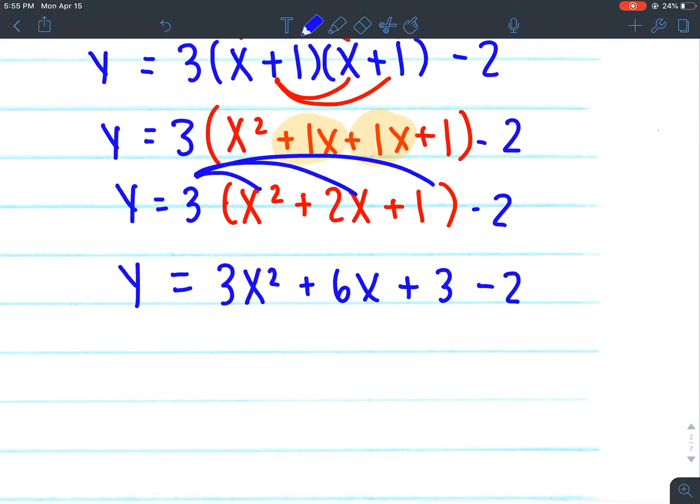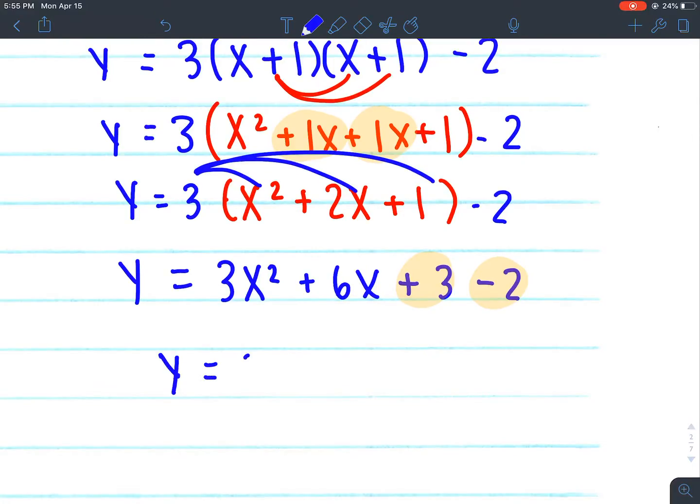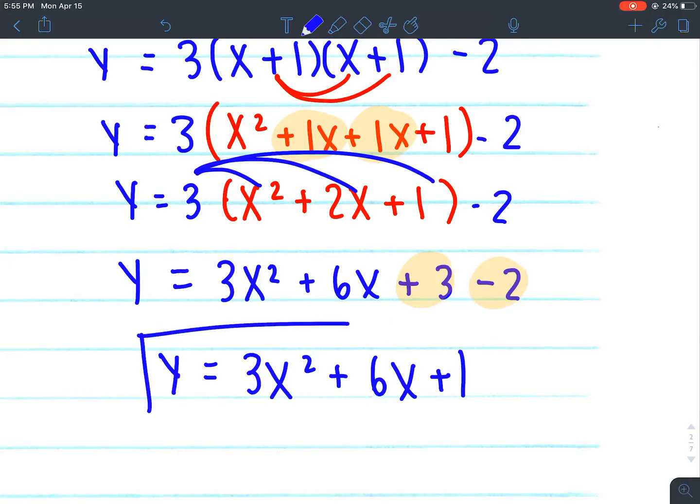Now my like terms are in the back. 3 minus 2 is going to give me 1. So I have 3x squared plus 6x plus 1.